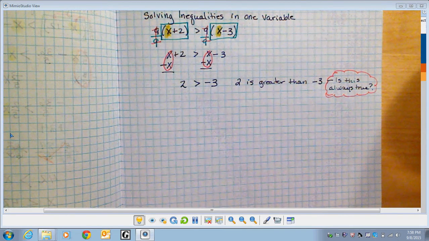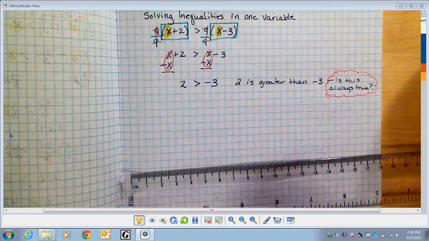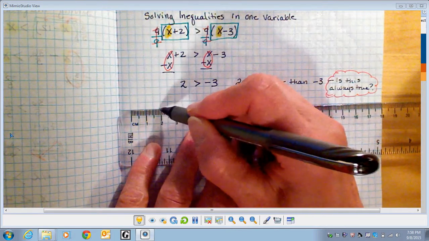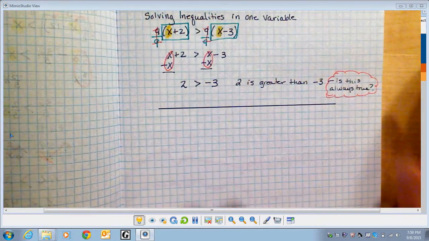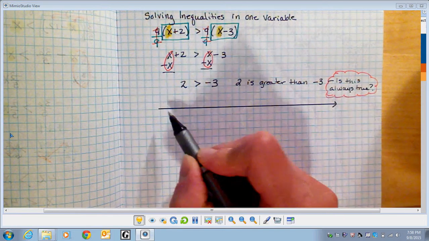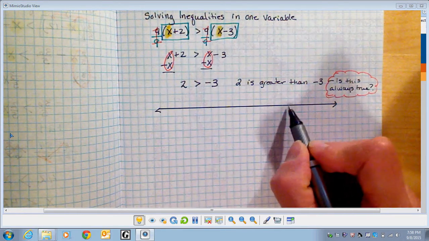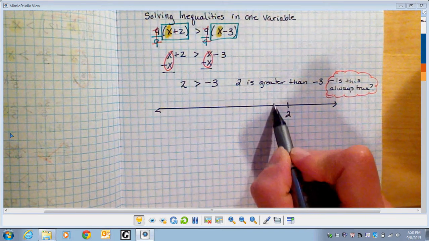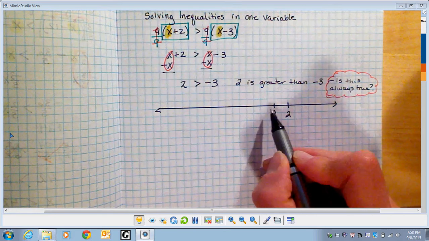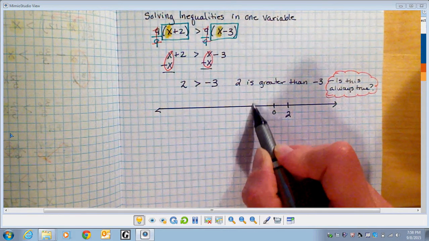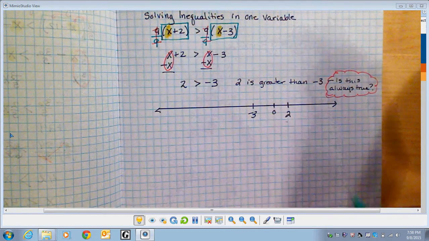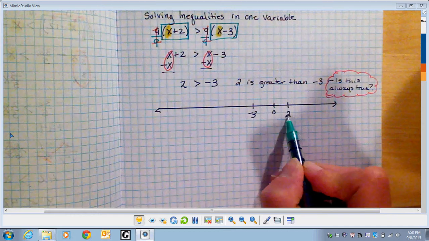Is negative 3 always smaller than 2? Is 2 always greater than negative 3? Well, let's see about this. So if I do a number line, there's my number line. And what two numbers do I have? I have 2. So I'm just going to put 2 right there. So this would be 1, this would be 0, right? Negative 1, negative 2, negative 3. So those are the two numbers that I'm concerned about.